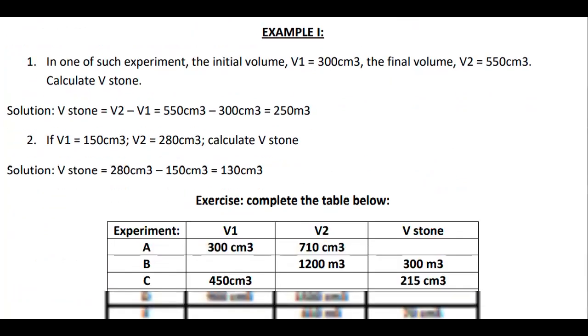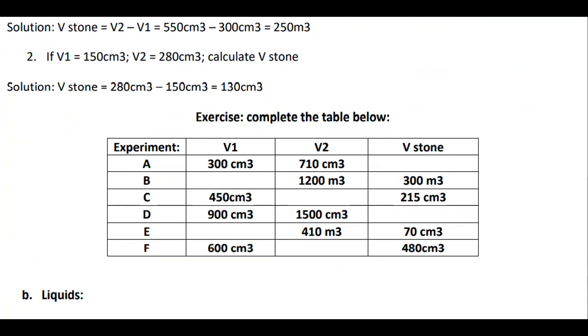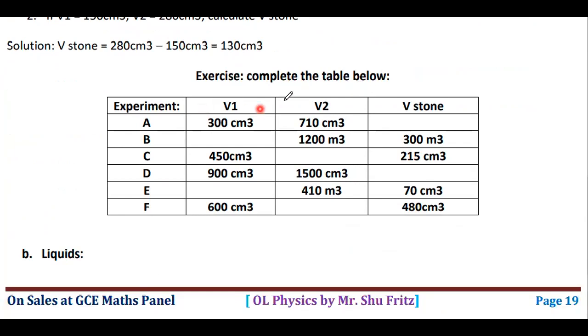Now let's look at this table, another one for us to complete. V2 is the final volume, V1 is the initial volume, so the V stone will just be the difference. For this first one, we subtract: 710 minus 300 is 410 cm³. Normally you are supposed to write the cm³ with the power. So 410.